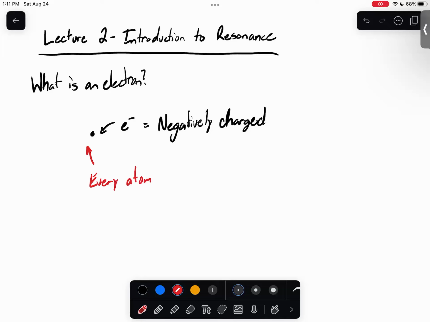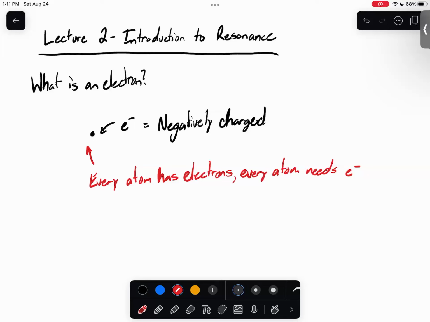And depending on, of course, as we saw last time, how many valence electrons they have, that is going to determine how many they start with and how many they need. So every atom has electrons, and every atom needs electrons. This is the basis of organic chemistry.